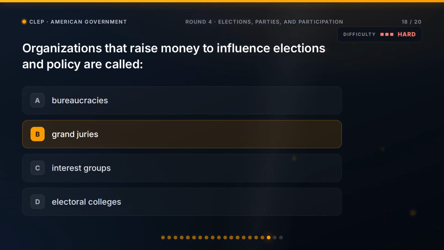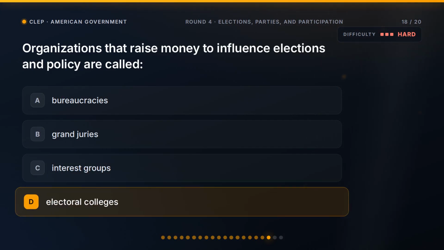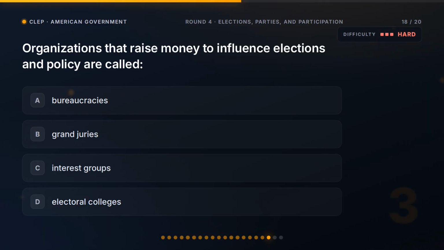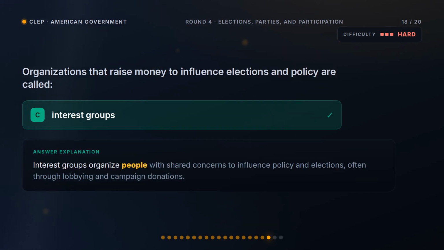Question 18. Organizations that raise money to influence elections and policy are called A. Bureaucracies, B. grand juries, C. Interest groups, D. Electoral colleges. The answer is C. Interest groups. Interest groups organize people with shared concerns to influence policy in elections, often through lobbying and campaign donations.